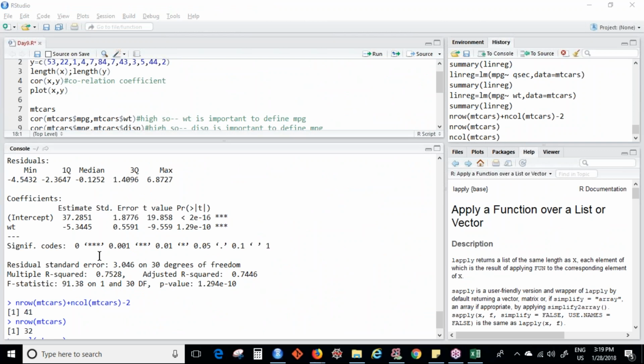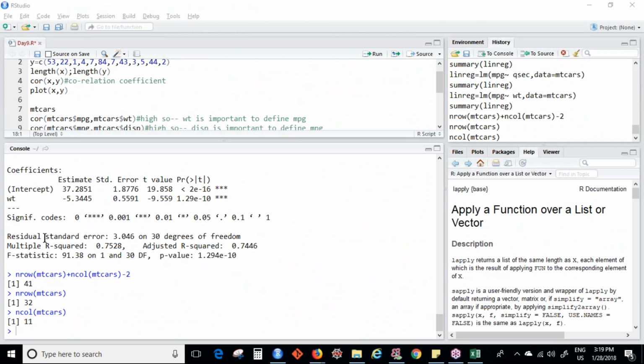So that's what it is telling you, residual standard error. You can ignore this line. Now multiple r square. What is multiple r square? Let's see this. This is very important. Multiple r square and adjusted r square. This is very important.